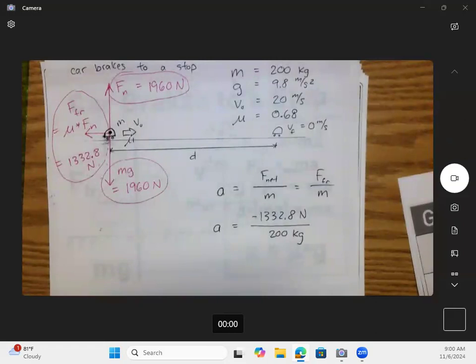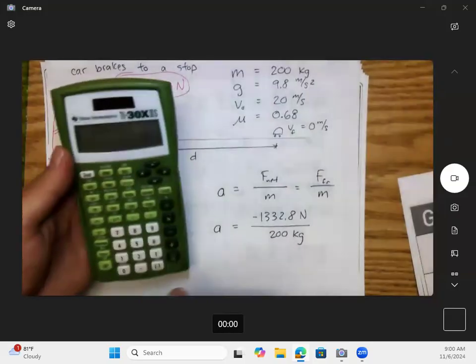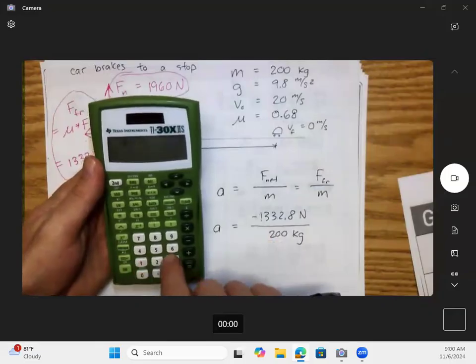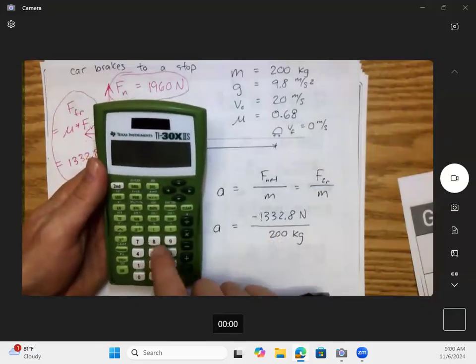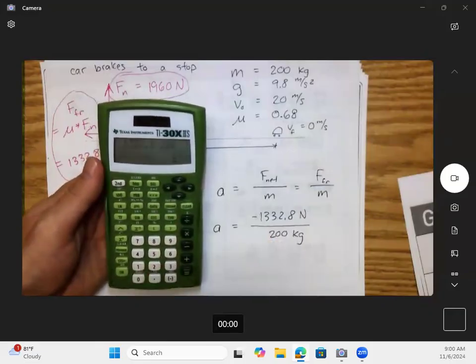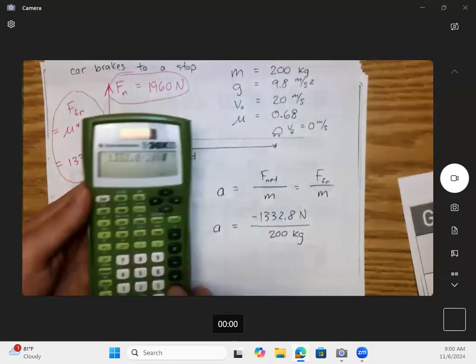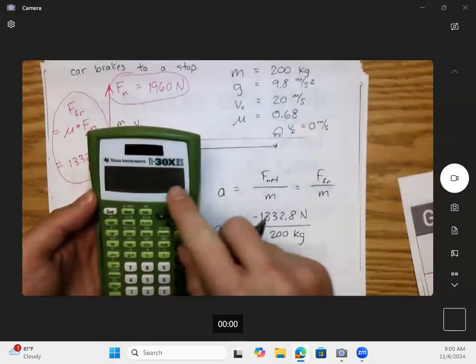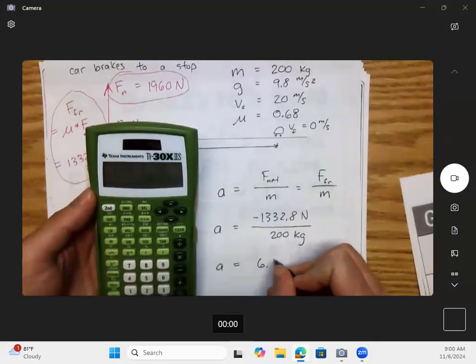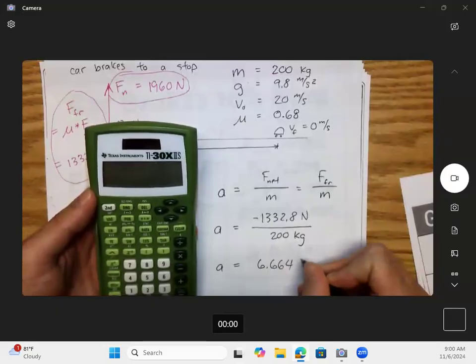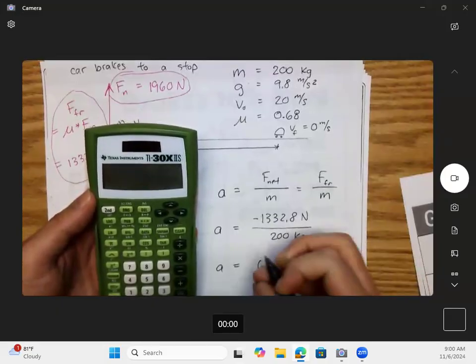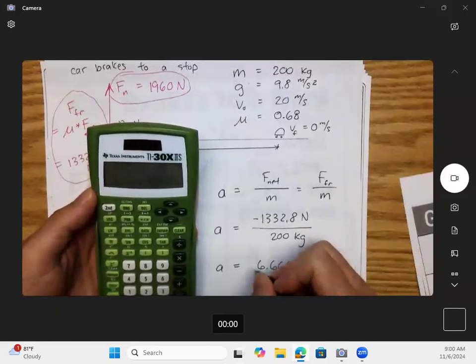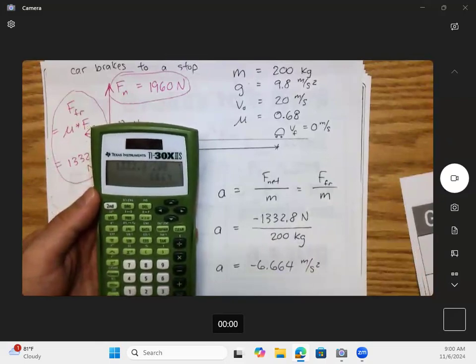I'm going to guess it's between 6 and 7 meters per second squared. Let's see if it is. So take 1332.8 divided by 200. Did I say between 6 and 7? Let's see. So acceleration equals 6.664 meters per second squared. Why is it a negative in front of that?